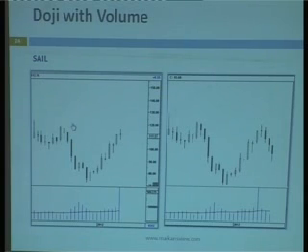Simplicity is the key in the market to make money in any system, in daily, weekly, intraday. Make it as simple as possible. If you are not bothered about volume, don't take it. It's okay.